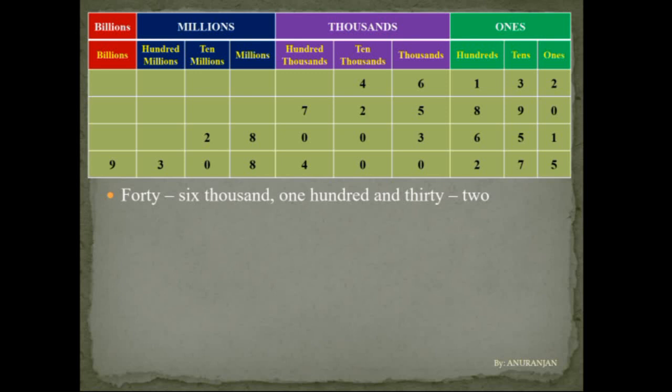Now let's look at the next number. 7 is in the 100,000s place. Then 2 is in the 10,000 place. And then 5 is in the thousands place. So you have to say all these three collectively because they belong to the same period. So you'll say 725,000. Then 890. Is it clear? Let's look at the next number.